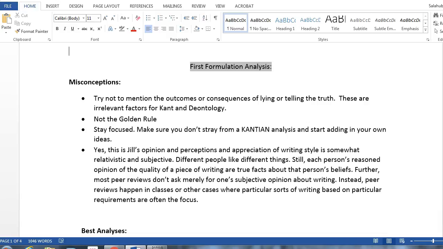Second, the first formulation is not the same thing as the golden rule. They're similar. Again, it probably depends on exactly what you mean by the golden rule, but they're not exactly the same. And here's the basic reason why. The golden rule says, do unto others as you would have them do unto you, right? More or less, treat others with the same kind of respect that you would want them to treat you with. I think underlying that is the basic idea that we're all equal and we should respect each other.